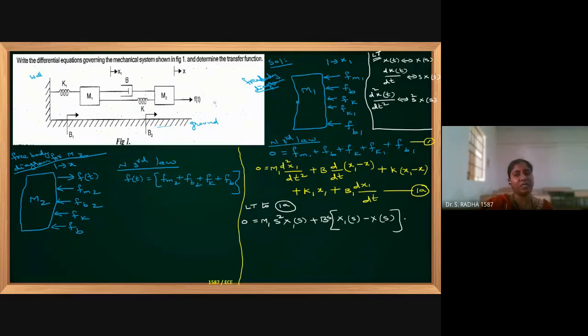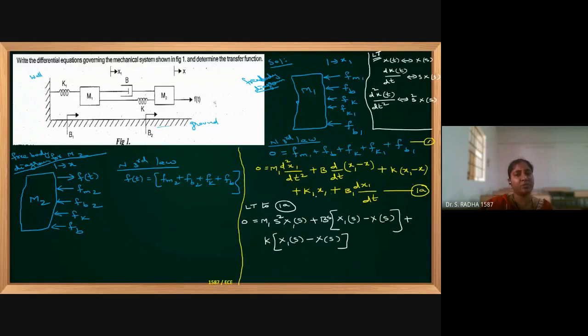Now I have the third term, k into x1 minus x. K is a constant and there is no derivative present, and hence k into x1 of s minus x of s. Third term completed in equation 1a.